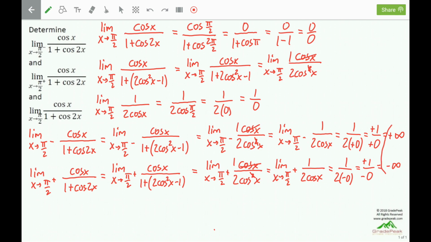The two-sided limit depends on the results of the one-sided limits. Here they do not match. So the two-sided limit up here will be does not exist. And there are the results of the three different limits.